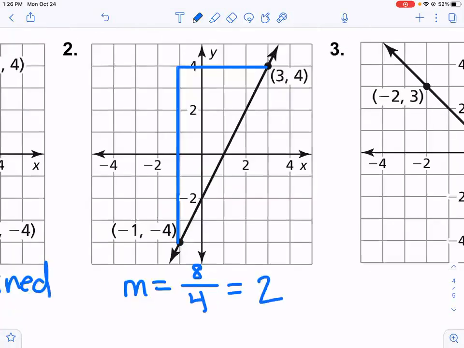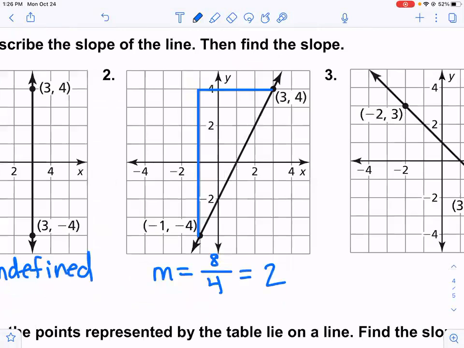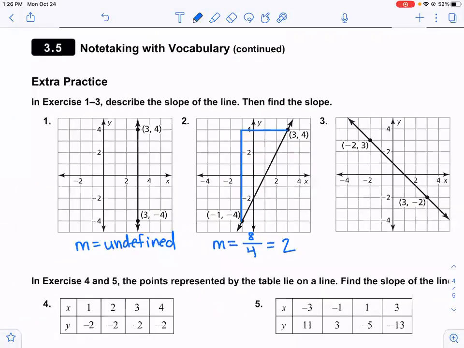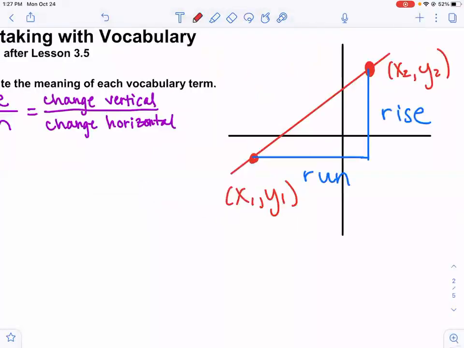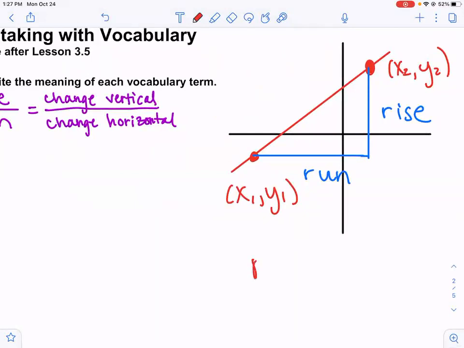Okay, so we're going to go back to our notes here. Turn back to here. If we do not have a graph, then we are going to calculate slope, still rise over run. But for my rise, we are going to take the difference of our y's. That'll give us our rise. For our run, how do I figure out this distance? Well, we can take the difference of our x's, and that will give us how long our run is.